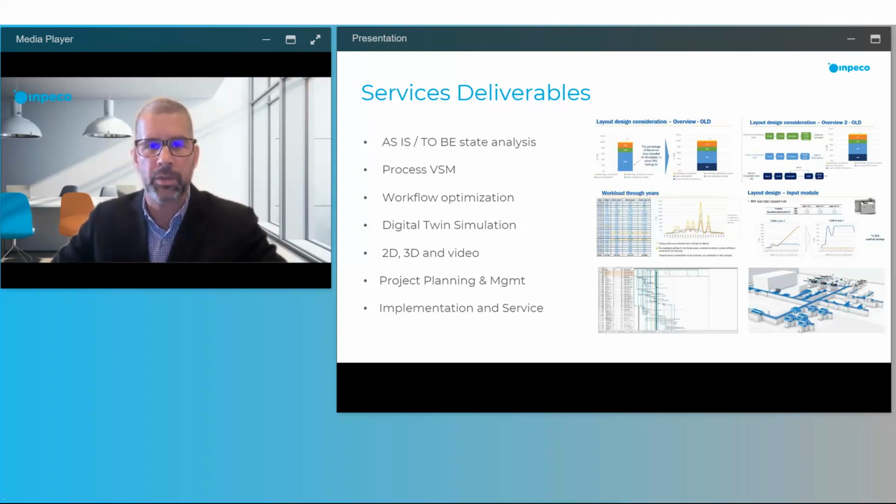We have our own service organization. We have our own project management and change management organization. So we are fully suited here to support you in all of your needs from beginning all the way through the life of that automation system.